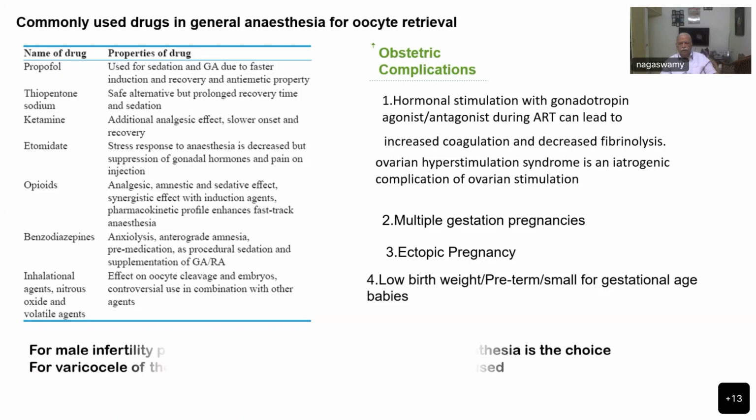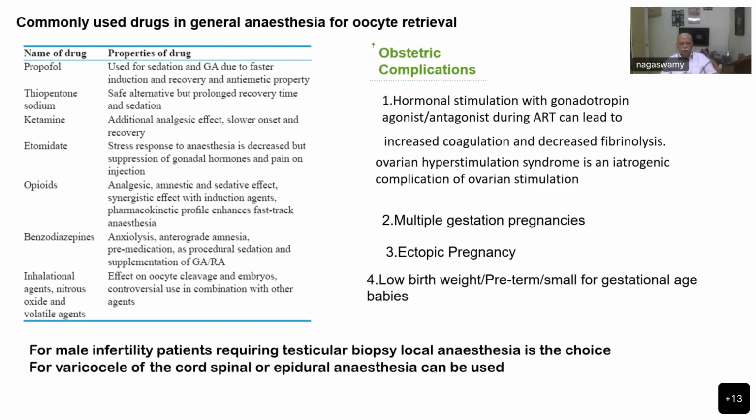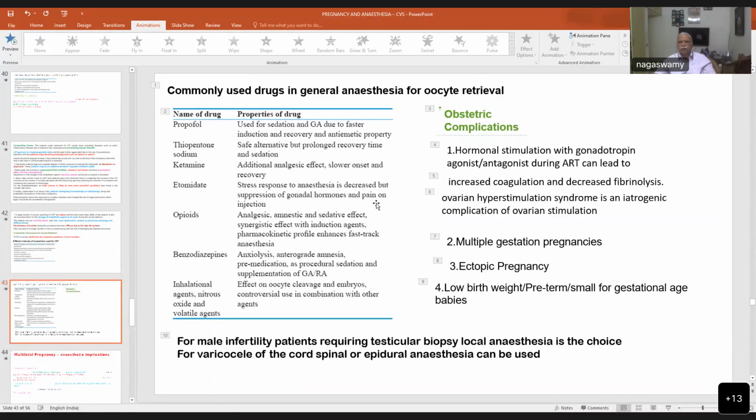So for male infertility patients requiring testicular biopsy, you can do it under local anesthesia. You can just infiltrate the skin and then the tunica vaginalis and albuginea, and then make an incision and take a small bit of tissue, and it can be done as an outpatient procedure. But for varicocele excision of the spermatic cord, you may require a spinal or an epidural, or if you are good at hernia block, you can do it under hernia block also, but that is also done as a daycare procedure. Okay? So I think these are the points that you can mention in your answer.